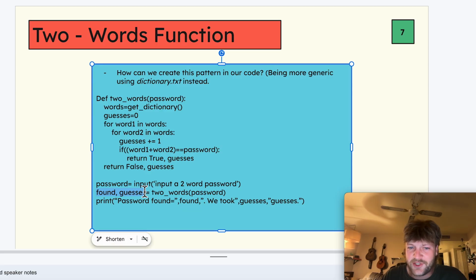And so this is returning these 2 variables here. One other thing I want to mention, it's returning 2 variables because as you can see, we have return true, comma, guesses there. We have return false, comma, guesses. And so since we're returning 2 values, we can end up assigning 2 values to that.